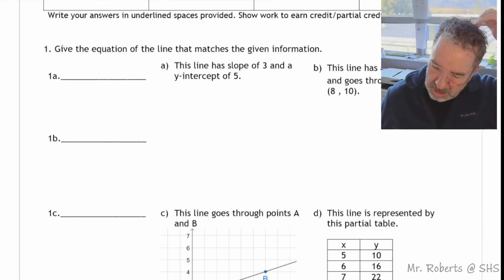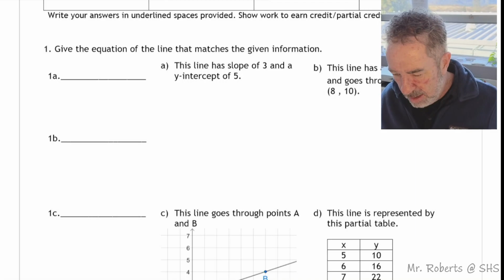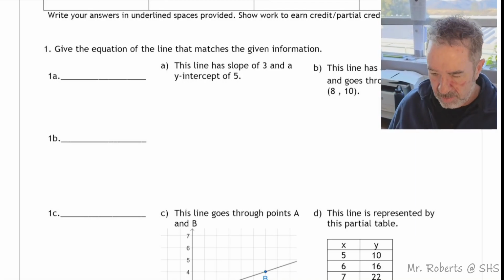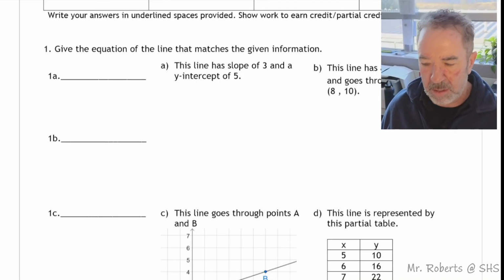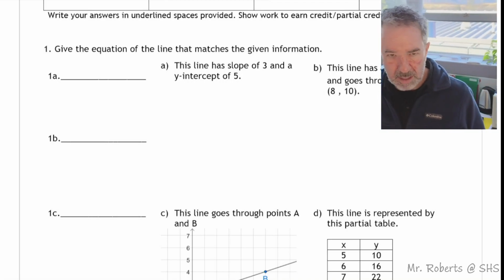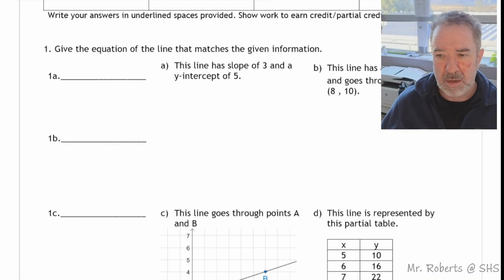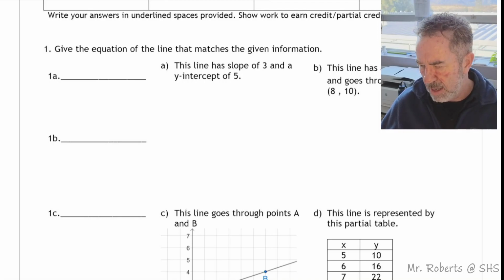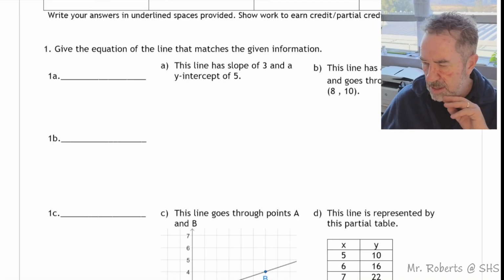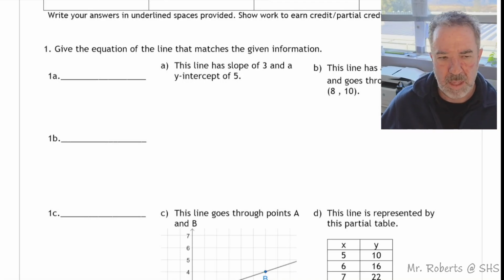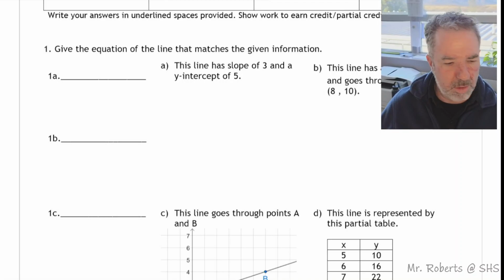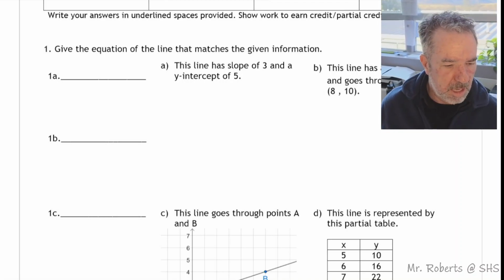This is Mr. Roberts at Shasta High School, and I'm setting aside this time to walk through the Chapter 2 study team test that we took recently. This Friday, we are taking our test on Chapter 2. Friday, what are we at? The 28th of October. Let's go ahead and go through these problems and take a look at them.